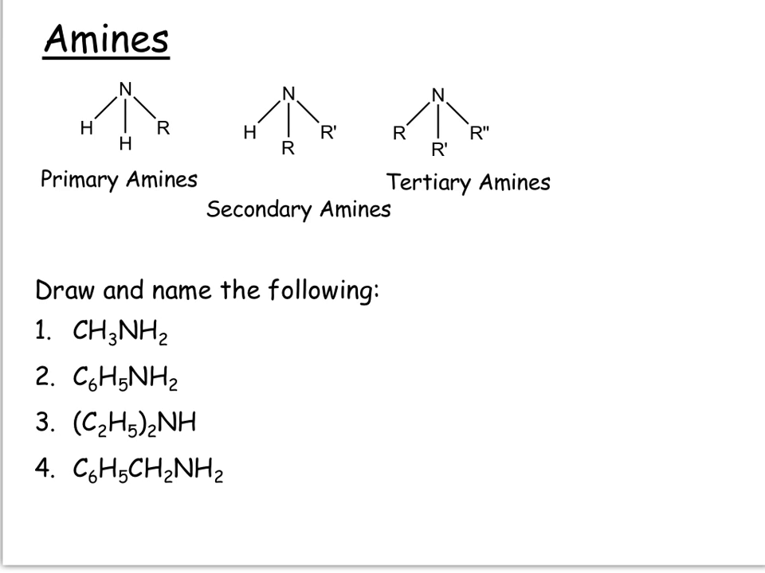Amines are based on ammonia with one or more of the hydrogens substituted for a carbon chain. They can be classified into primary, secondary and tertiary in exactly the same way as you classified alcohols. If you have a primary amine, then just one of the hydrogens has been substituted for a carbon chain. In a secondary amine, two of them will have been substituted, and in a tertiary amine, all three will have been substituted for carbon groups.